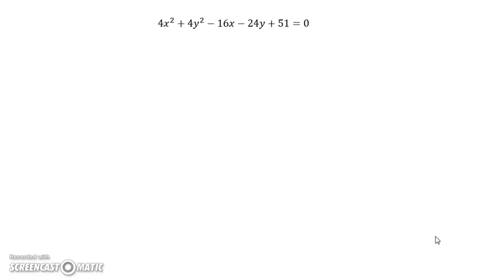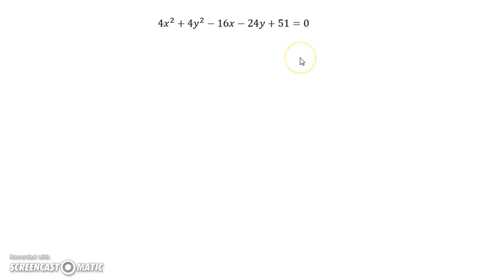So first we're going to review how to put an equation that has been expanded, like the one you see here, for a circle back into that standard circle form that we know. And we're actually going to use a process we already know, our completion of the square process.